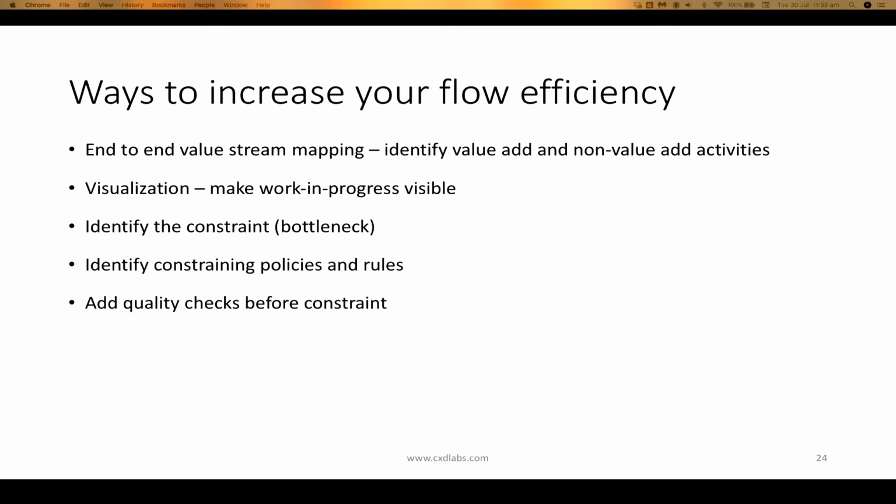Right. So you understand where the bottleneck is. What you want to try to do now is start making it easier for work to flow through that bottleneck. So you want to make sure that the quality checks are happening before the constraint, so that you don't get defects coming back from that bottleneck. You don't start getting issues there. You want to sort those issues out before you get to the bottleneck.